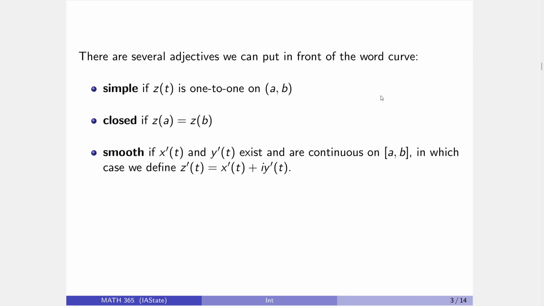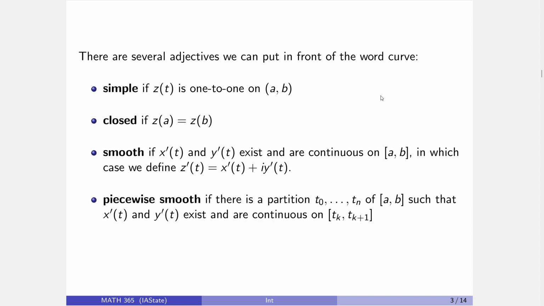Smooth is the usual way you would think you would define smooth. The derivatives exist and are also continuous, in which case we would define the derivative of the parameterization of the curve to just be the real part's derivative plus the imaginary part's derivative. And piecewise smooth, as we just saw with the triangle: the triangle is not a smooth curve. There are corners to it, but it's piecewise smooth because you can break it up, and on each one of the intervals, I have derivatives, and they're nice and continuous. But at the corners, they don't necessarily work out.